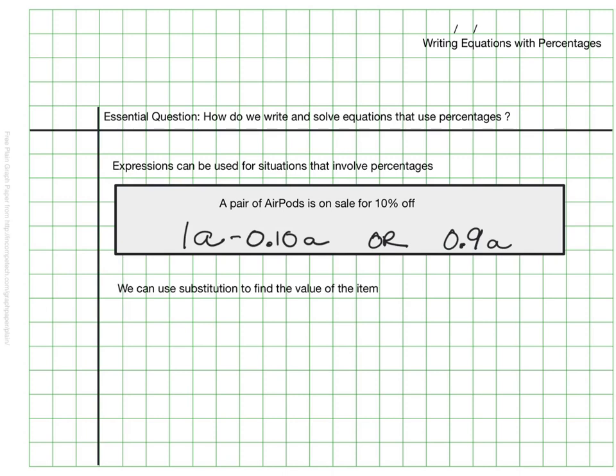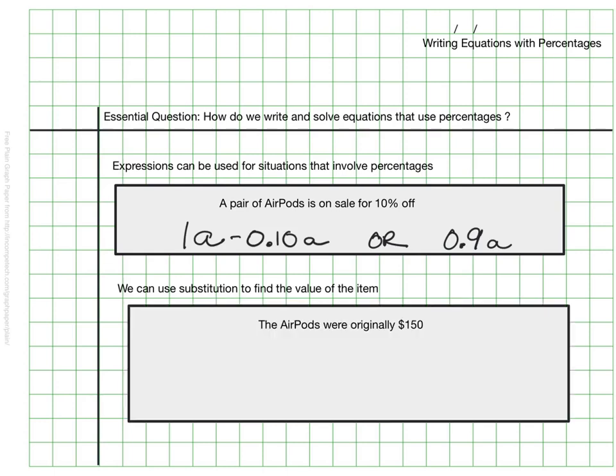And as we've seen before, we can then substitute in and figure out the actual price of that AirPod. So if we know that the AirPods are normally $150, we can take our expression and substitute in $150. And of course, this means that we'd be multiplying here. I'll just punch that into my calculator, and I would know that the price was now $135, right? The expression can help us solve that.